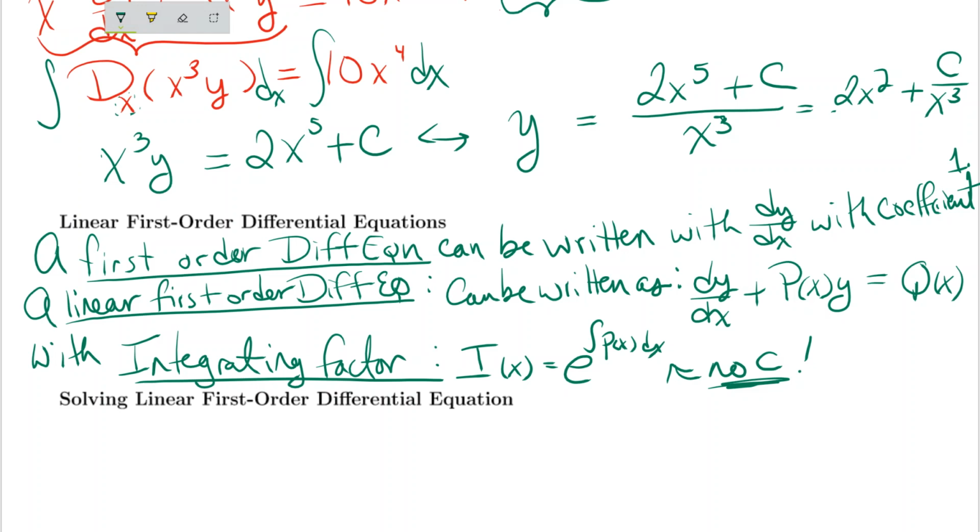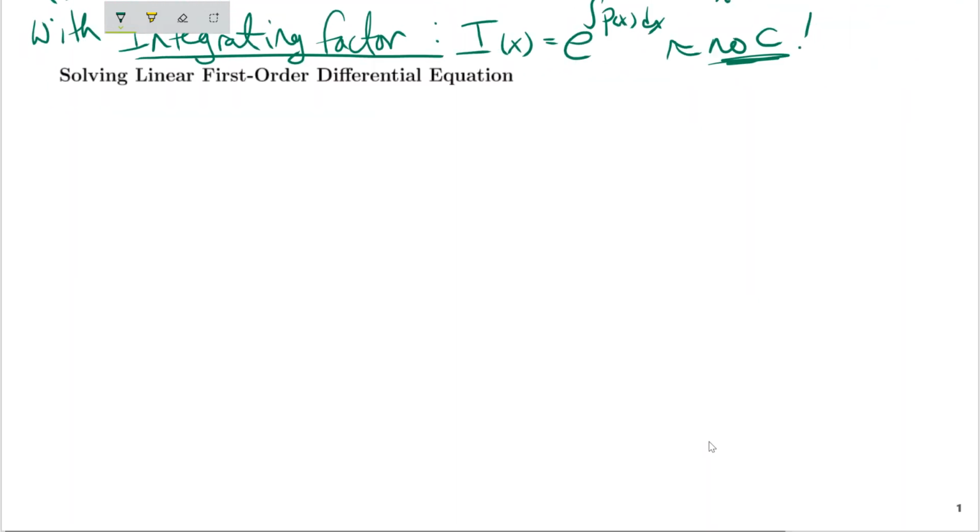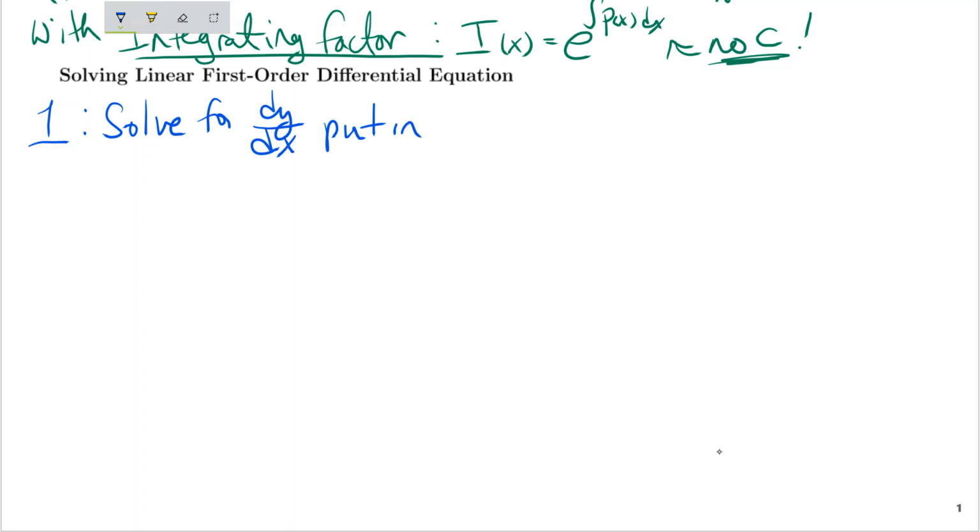This is very strange, but it works every time. This is the weirdest method I teach, to be honest. So what are the steps behind this? Well, the stuff I just did is the steps behind it. So let's formalize it. The first thing you want to do is put it into linear form. Solve for dy/dx, and put it in the following form: dy/dx plus any stuff times y equals any other stuff that doesn't have y's on it. First step.